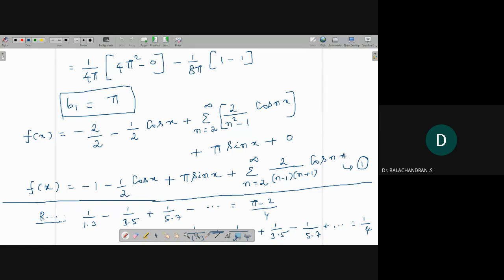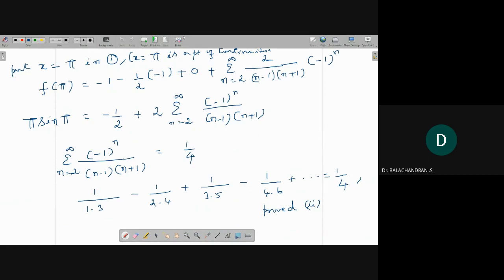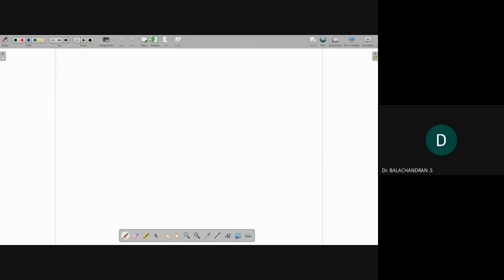Also we know that cos n pi, that is minus 1 whole power n, will also give you alternating plus and minus, but there is one more thing here. So now substitute x equal to pi by 2 in equation 1.